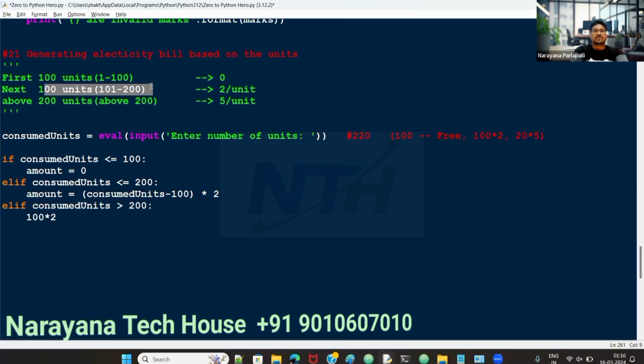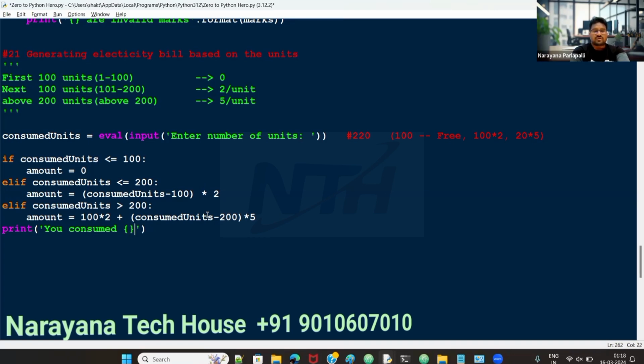So for that, first keep the free part aside. The next 100 is into 2, so 100 into 2 plus the remaining. What is the remaining? 100 plus 100 is 200, and that is minus from the consumed units. So consumed units minus 200 into 5 rupees. The first 100 is 0, that's not taken here. The next 100 is 2 rupees, and from consumed units, if you deduct the first 100 and second 100, the remaining will come. That into 5. This is the final amount. Now finally I am displaying how much amount you have to pay.